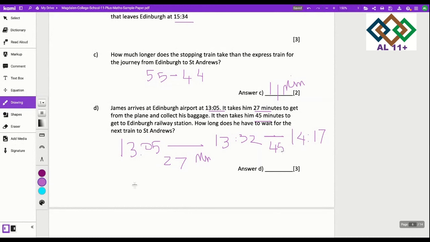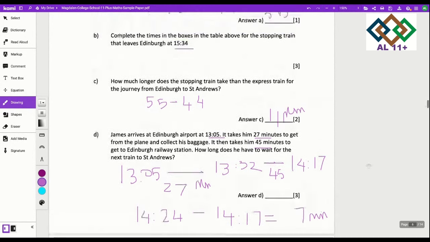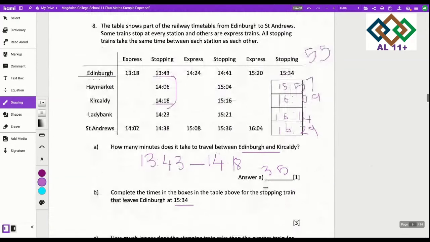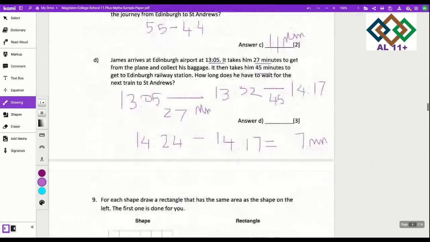So you have to find the time between 14:24 and 14:17. And that would be only 7 minutes. Again, you have to look at the train timings and see what they're asking you to do and then find it. So it takes him 7 minutes.